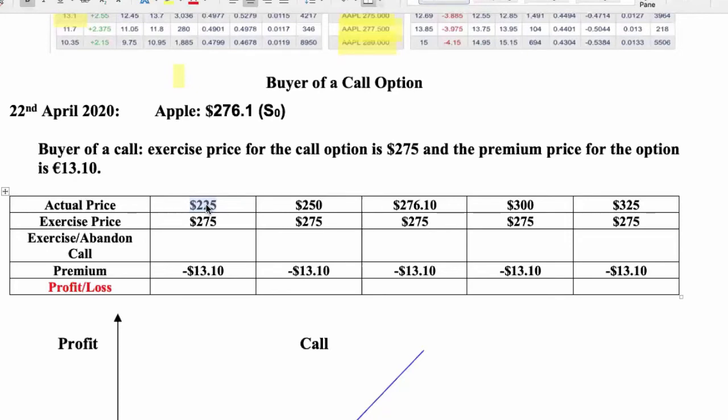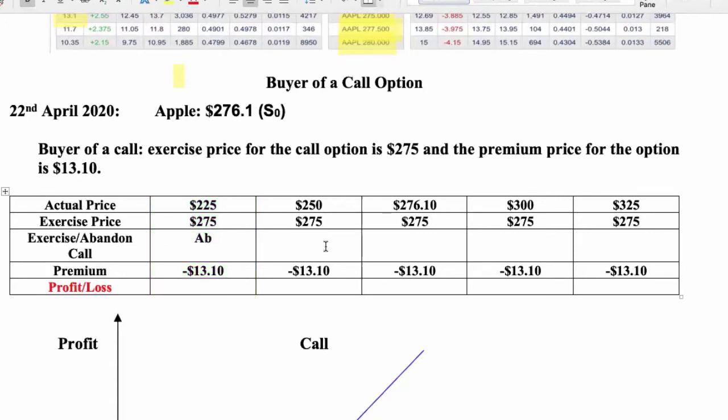Okay, so what is the scenario? These actual prices, what would they be like? And what's your action? So can anyone tell me what you would do with your option here? If the stock price ends up being $225 and you had bought an option to buy the stock at $275, what would you rather pay for the stock, $275 or $225? $225. Yeah, you'd rather pay the $225. So do you exercise or abandon your call option? Abandon. Yeah, so let's just put AB for abandon.